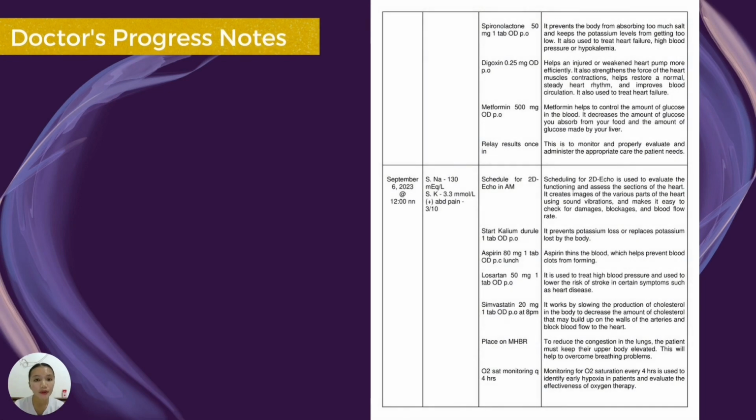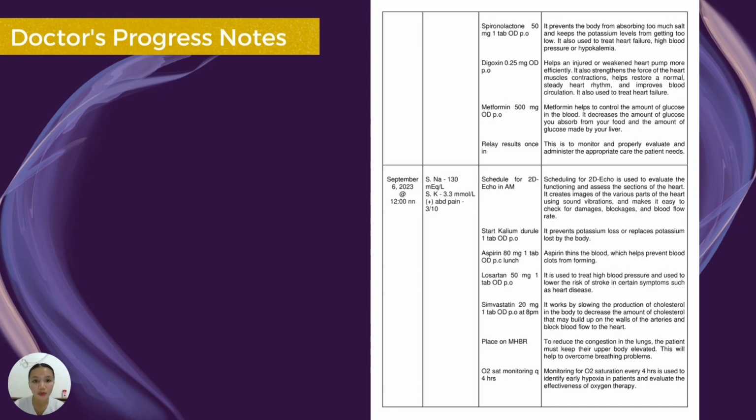Now we have spironolactone, 50 milligram, one tab, once a day per OS. This prevents the body from absorbing too much salt and keeps the potassium levels from getting too low. It is also used to treat heart failure, high blood pressure, or hypokalemia, which means that the patient has low potassium level.